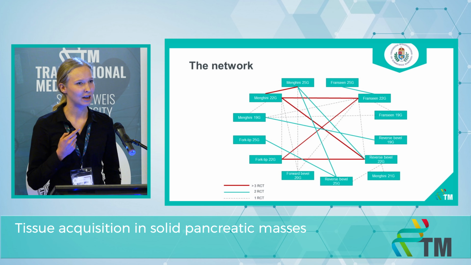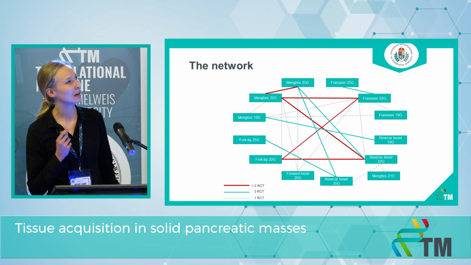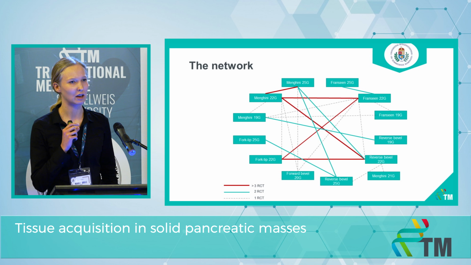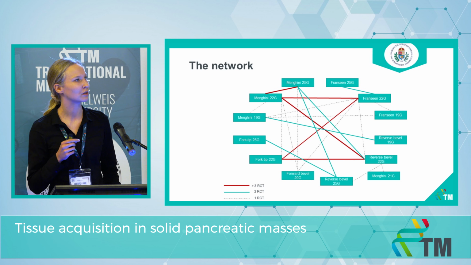The network we're hoping to have is this. You see here the red line is 3, or at least 3 studies for each comparison. The blue line is where we have 2, and the dotted lines are where there's only 1 comparison between the needles.